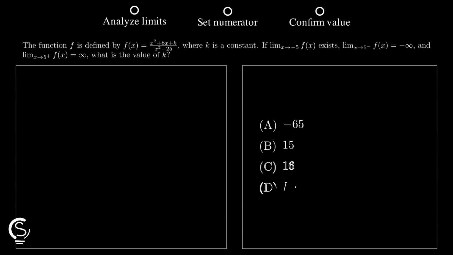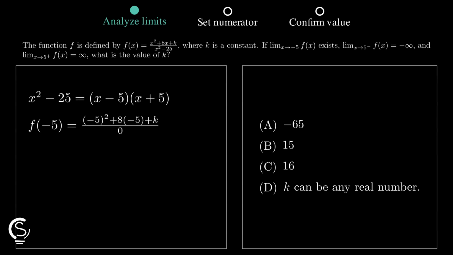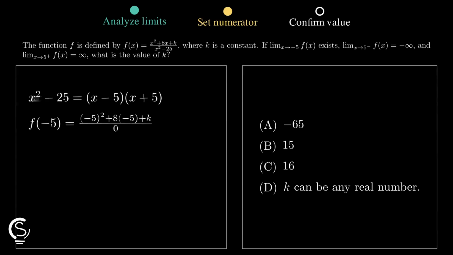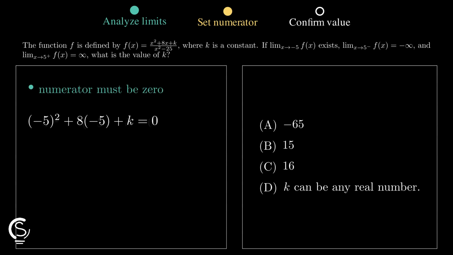For the limit to exist at x equals -5, the denominator 0 must be canceled out. This means the numerator must also equal 0 at x equals -5. Substitute -5 into the numerator expression and set it to 0. This creates a simple linear equation that allows us to isolate the constant k for our answer.